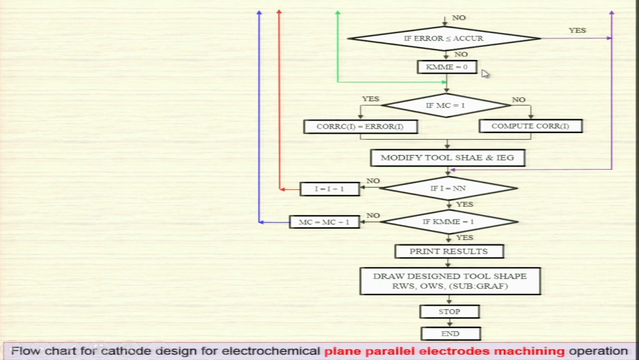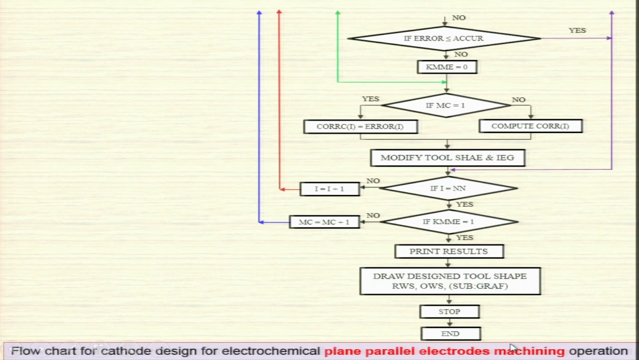If no, then make this as 0 and MC is equal to 1, yes, then correction factor is equal to error, and you come over here. If no, compute correction factor for IS no, and then come here, modify tool shape and inter-electrode gap. Then if I is equal to NN num, then you can increase this I by 1 and go up. If yes, then if IKMME is equal to 1, yes, print results and draw design tool shape, then stop and end. So this is the flow chart for cathode design for electrochemical plane parallel electrode machining operation.